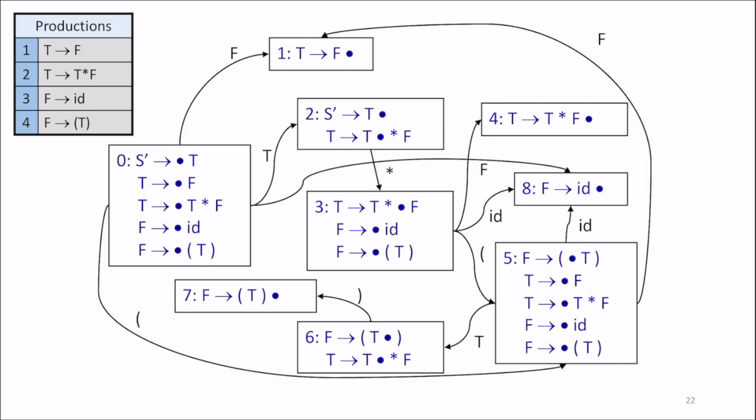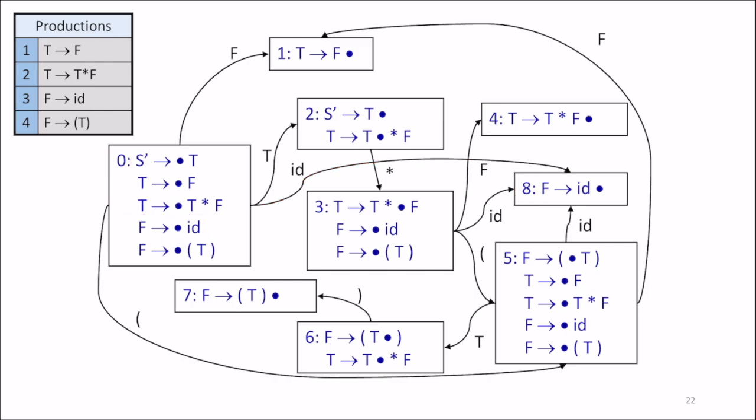Now if I compute a successor on state 0 on id, I would move the dot across the id and I would end up with exactly what's in state 8. So I would create a transition starting from here and going through to state 8, and I would label it with id. So the successor on id from state 0 gives me state 8.